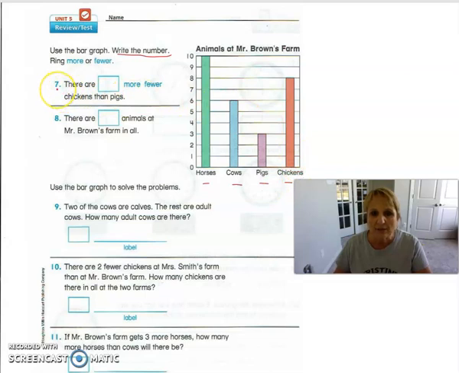Now let's look at number 7. There are blank more or fewer chickens than pigs. So look at the chickens, look at the pigs. Are there more or fewer chickens than pigs? Circle the correct answer. Then I need to know how many more or fewer.